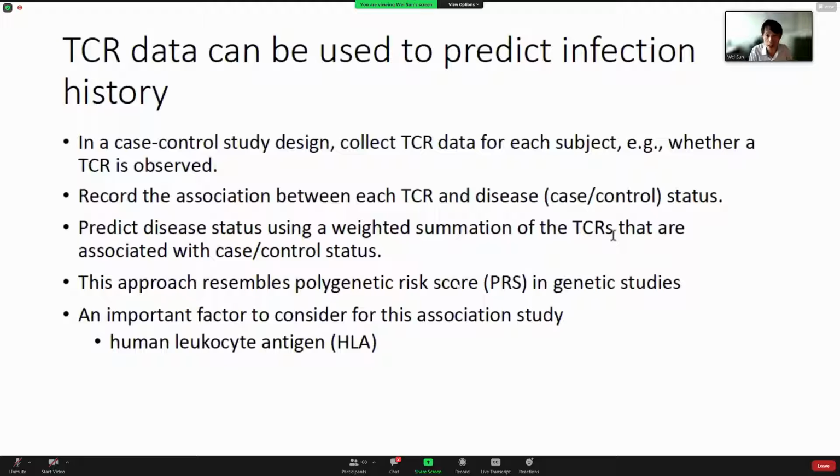If you're familiar with genetic association or polygenic risk scores, you will recognize this is exactly the same thing. In genetic studies, we often do that. We find the SNPs associated with a trait, and then we do a weighted summation of the SNP genotypes, and then we use that to predict complex traits. And this approach is pretty powerful, but there's an important confounding factor, which is the HLA.